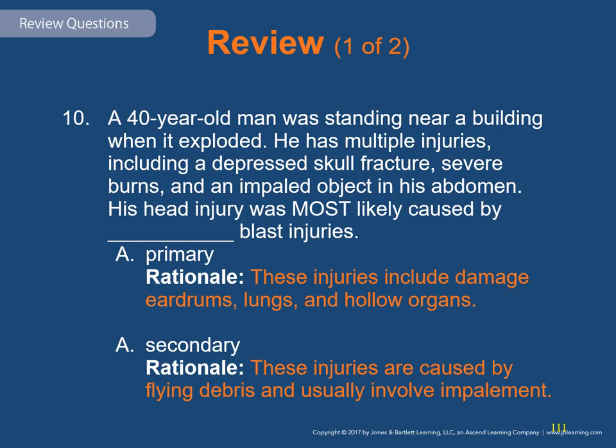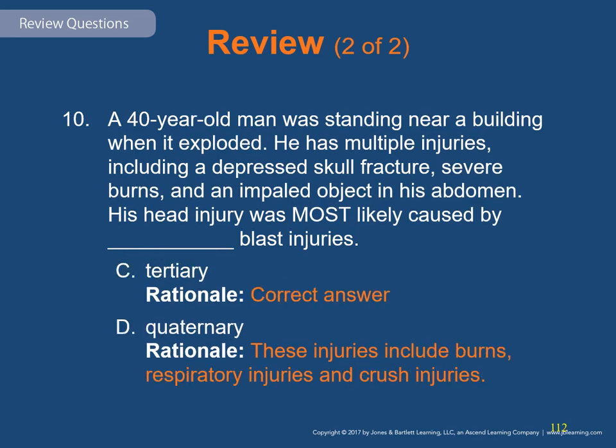A. Primary. These injuries include damage to eardrums, lungs, and hollow organs. B. Secondary. These injuries are caused by flying debris and usually involve impalement. Answer C is correct. D. Quaternary. These injuries include burns, respiratory injuries, and crush injuries.